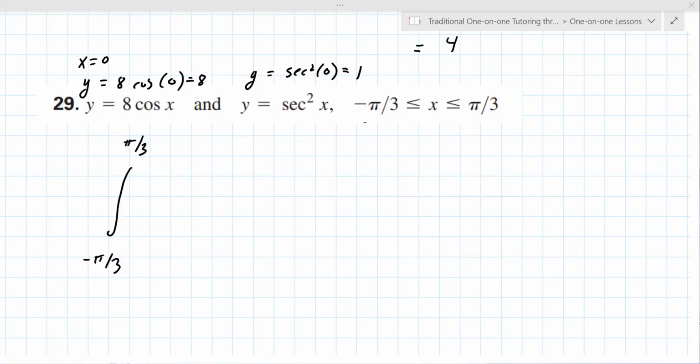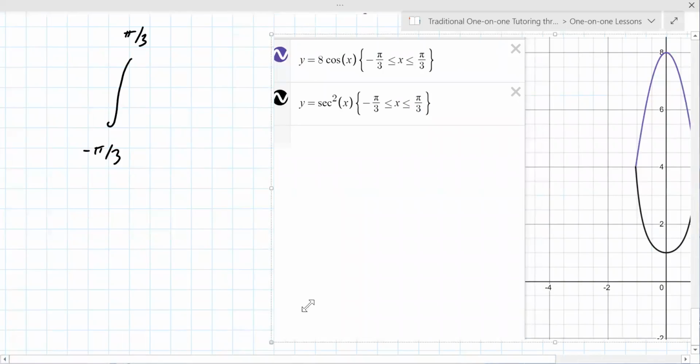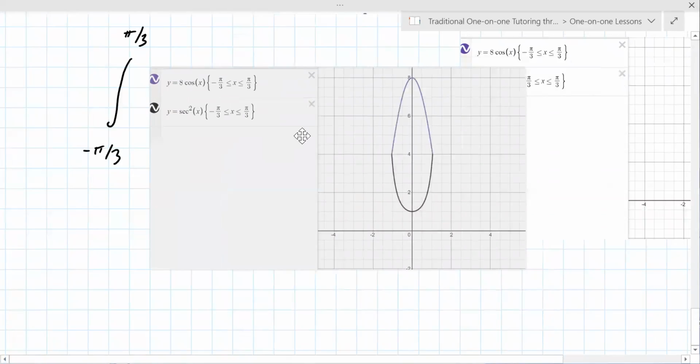And one of the nice things about it is you can literally say, okay, I only want it from minus pi over 3 to pi over 3. And it really makes it a lot easier to graph here. So let me snip this in so you can see it. It's kind of a neat shape, I guess. All right, so here we go.